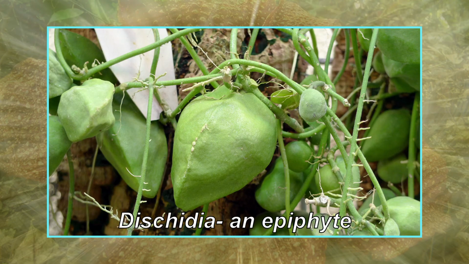For meeting water requirements in the epiphyte Dischidia, the leaves fold to form a jug-like structure having a narrow mouth where water accumulates. Roots of the epiphyte enter and grow in these specialized cavities of the leaf.